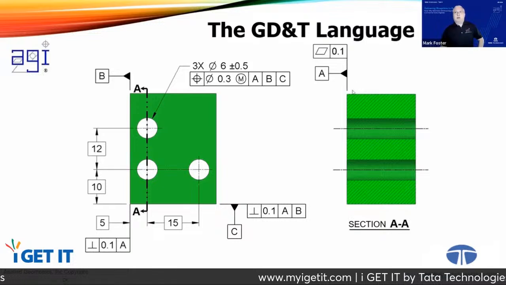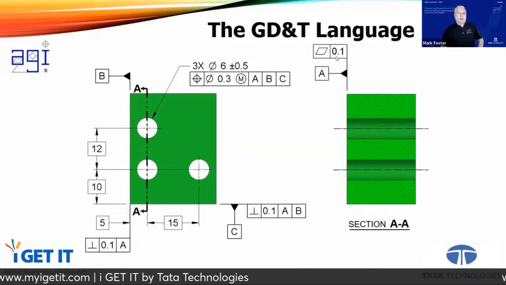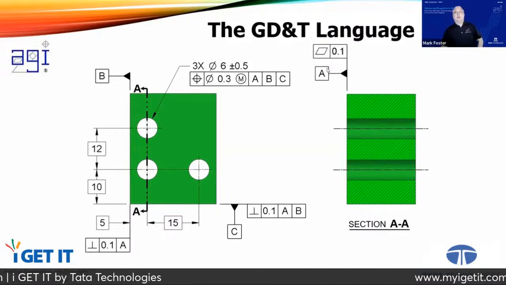And it's attached right here to the extension line coming off the object line that is our surface in question. And so this is saying that surface must be flat within 0.1. That is the limit of how out of flat it can be. And oh, by the way, we're naming it datum feature A.